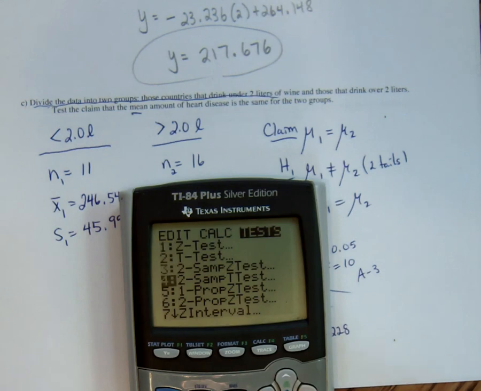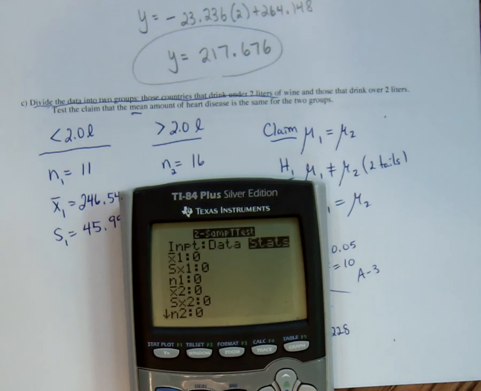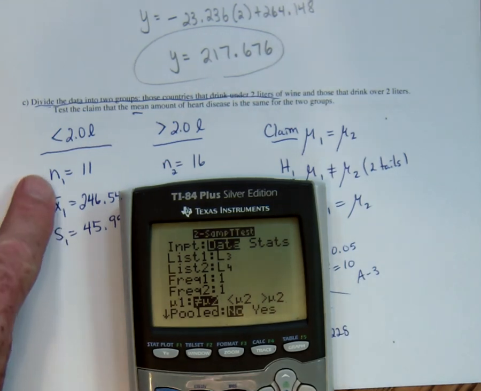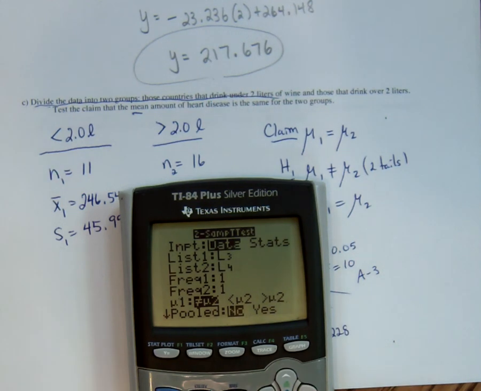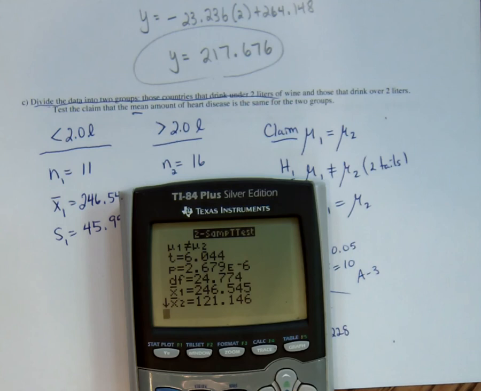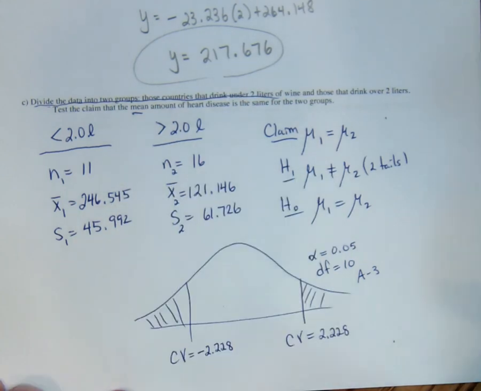Tests, and we need two sample, and it's a t-test. So it's this one right here, number 4. Then you can either type in the data, or you can tell it to use the data in list 3 and list 4. If you don't want to do that, then just type in this data over here for list 1 and list 2. And whenever it says pool, just say no. Calculate, and the test statistic is 6.044. So the test statistic, T equals 6.044.